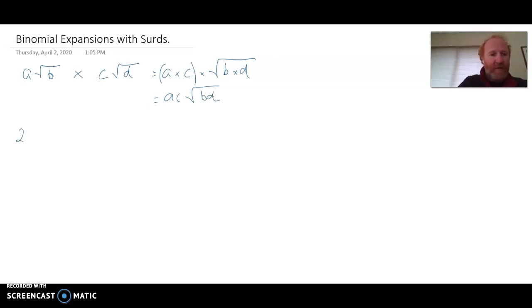If that had numbers in it, that could be something like 2 root 3 multiplied by 3 root 5 would end up looking like 6 root 15 after we multiply all the bits together. So that's the first thing to note.